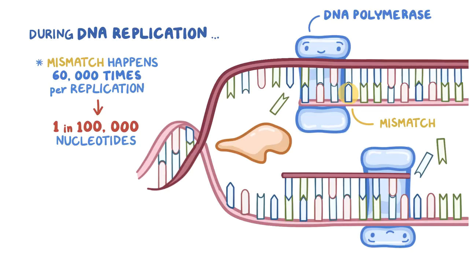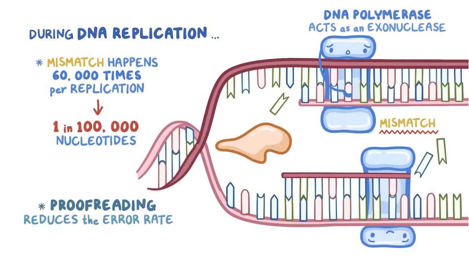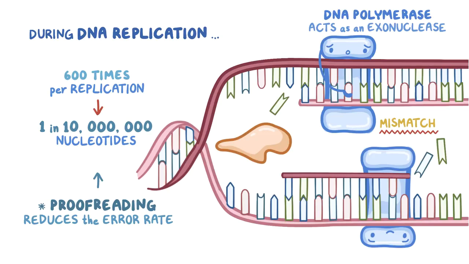a resourceful enzyme, and it can look over its shoulder to check for errors and see if it put the right nucleotide in, kind of like checking an essay for typos before sending it in. If DNA polymerase finds a mismatch, it goes back and acts as an exonuclease, meaning it removes the wrong nucleotide from the newly synthesized DNA strand and replaces it with the correct nucleotide. This is called proofreading, and while it still leaves some mismatches behind, it reduces the error rate to about 600 times per replication, so 1 out of 10 million nucleotides.